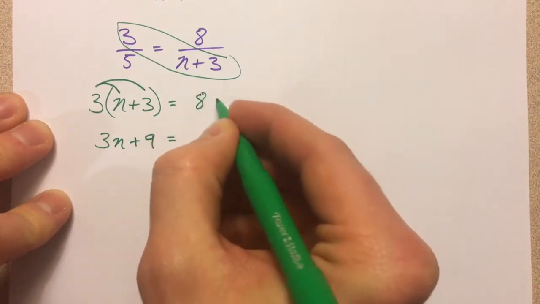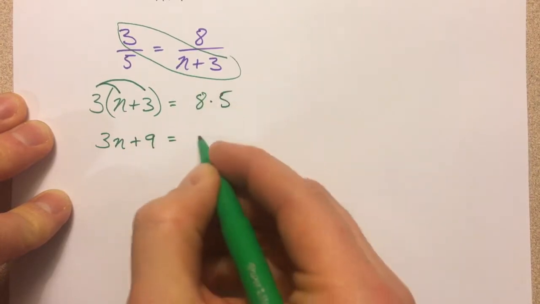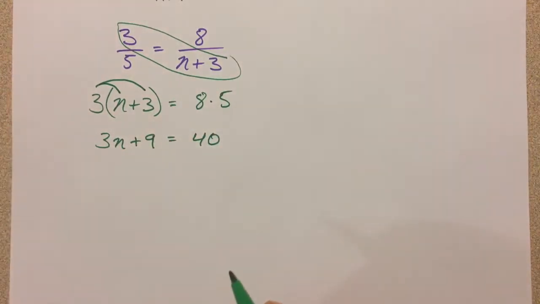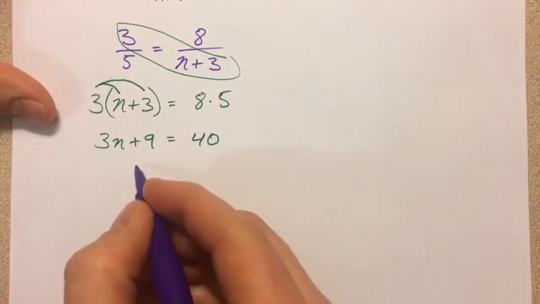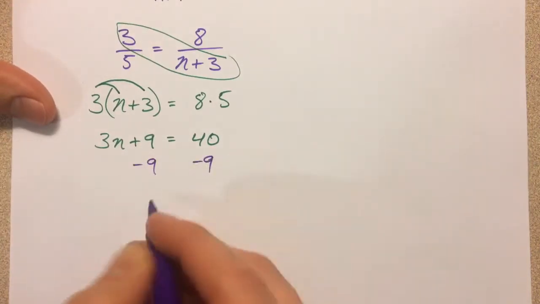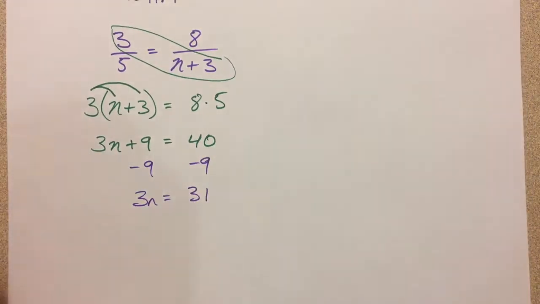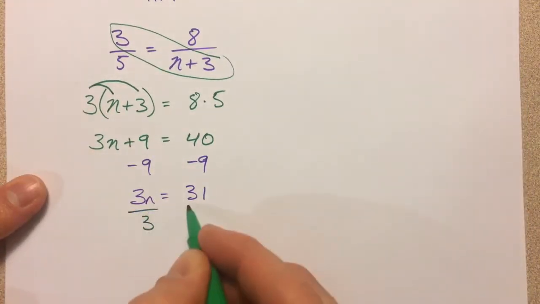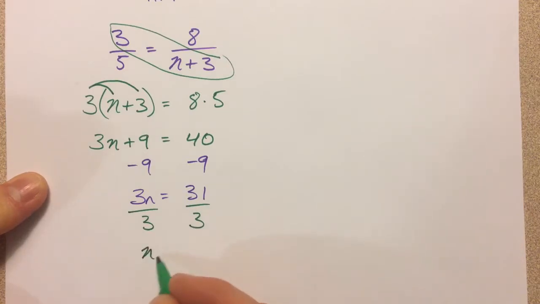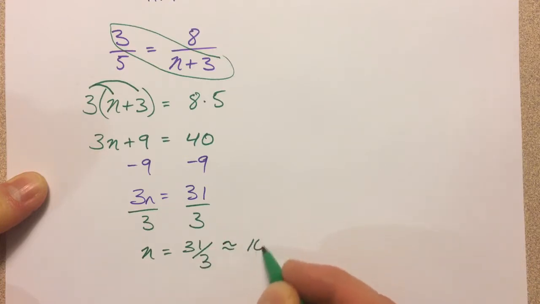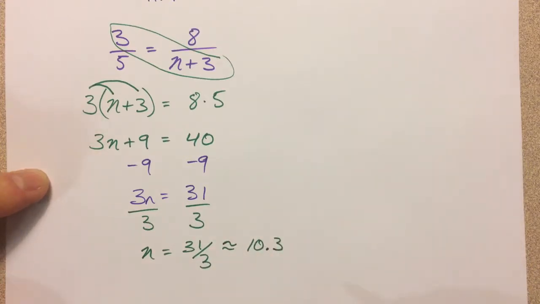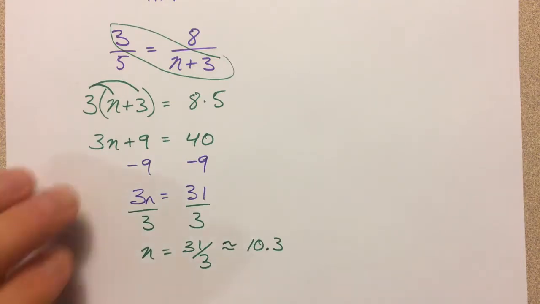And then over here I get 8 times 5, or 5 times 8, however you want to write it, is 40. And so then I'm going to subtract 9 from both sides. I get 3n equals 31. And then I'm going to divide by 3 to get the n by itself, and I get 31 thirds. Or again, that's 10.3, approximately.